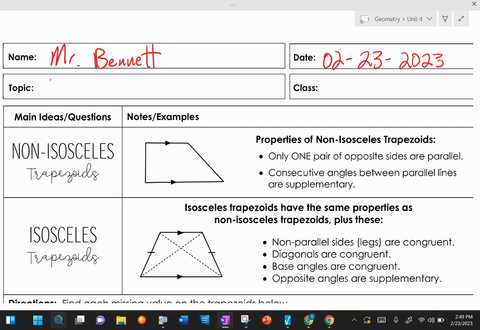Again, this is tough to spell. This is 4.5. We are doing trapezoids. The properties of a non-isosceles trapezoid.